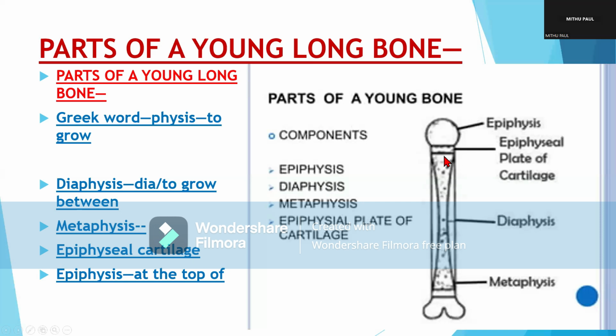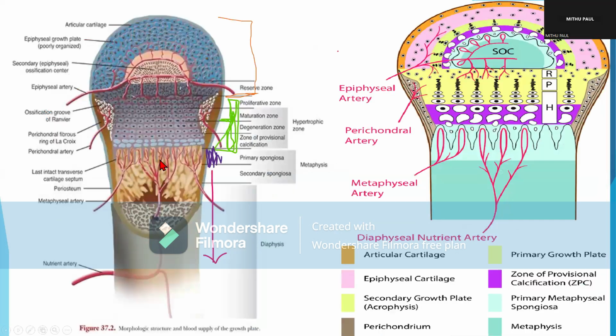And in between the metaphysis and the epiphysis, there is a growth plate which helps the bone grow in length, known as the epiphyseal cartilage. See the architecture. This is the shaft or the diaphysis part. The hairpin arrangement area of the bone, or the part of the diaphysis nearer to this epiphyseal cartilage, is the metaphysis. So this area is the metaphysis. After that, it is the bone plate.